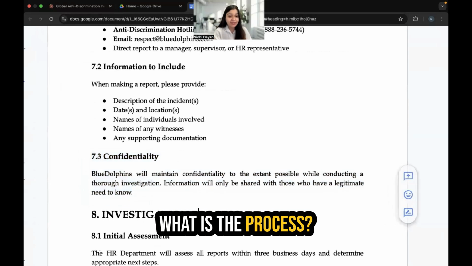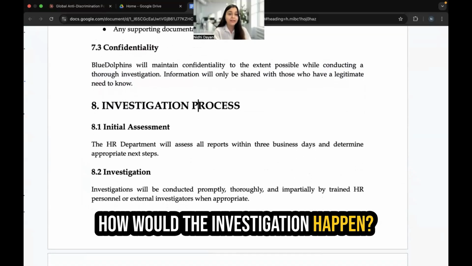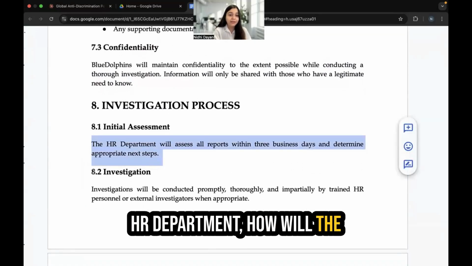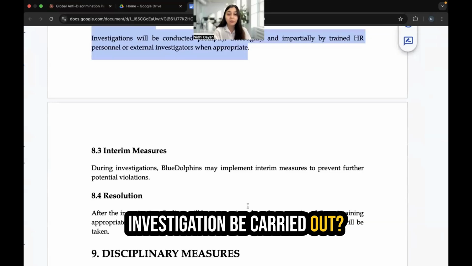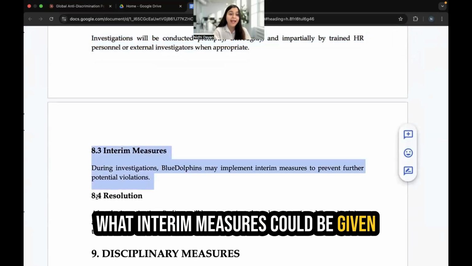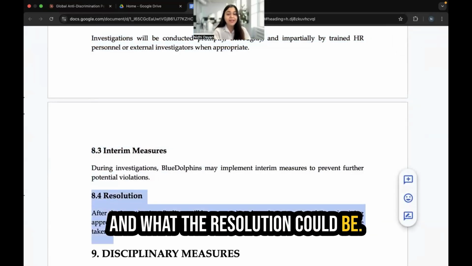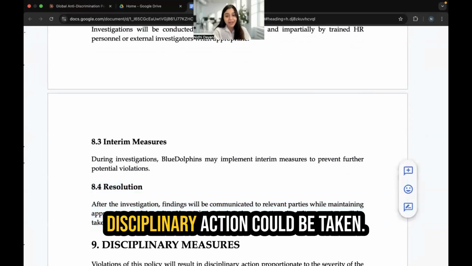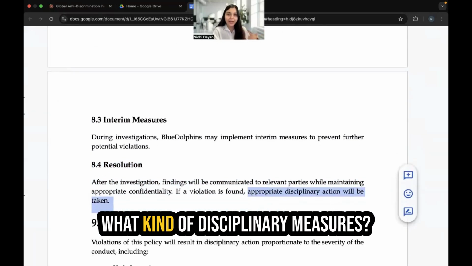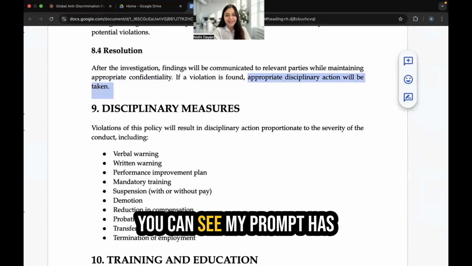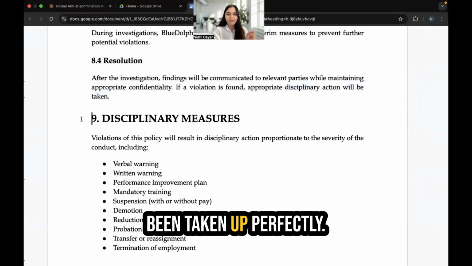What is the process? How would the investigation happen? HR department, how will the investigation be carried out? What interim measures could be given and what the resolution could be. So it clearly says that yes, disciplinary action could be taken. What kind of disciplinary measures? You can see my prompt has been taken up perfectly.